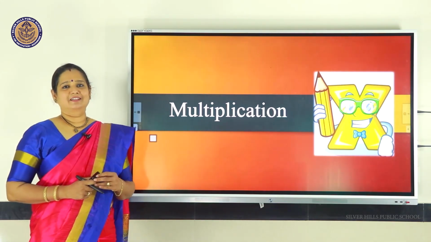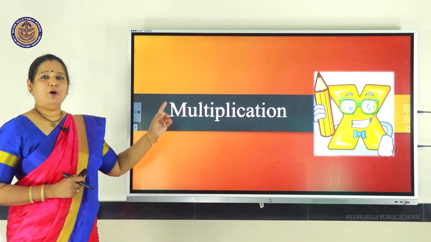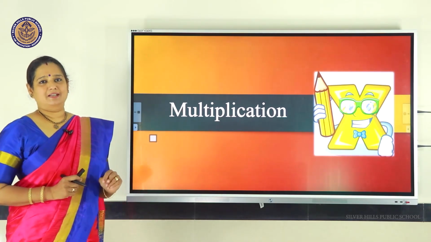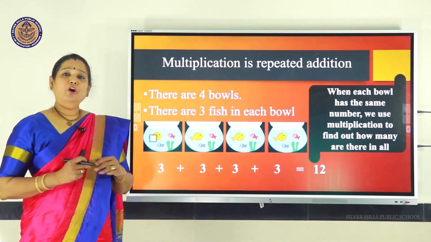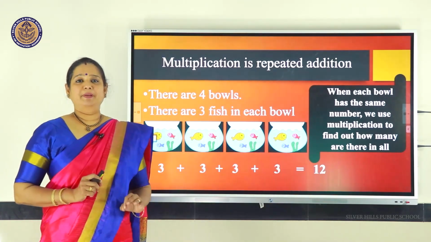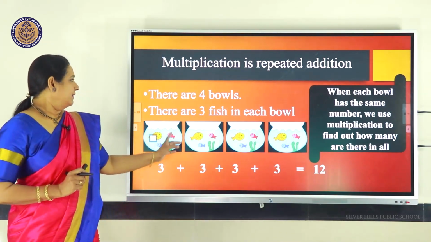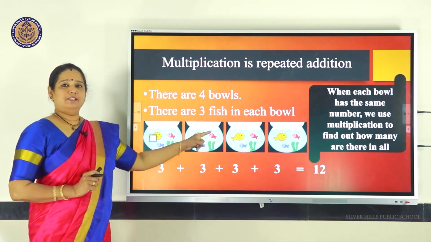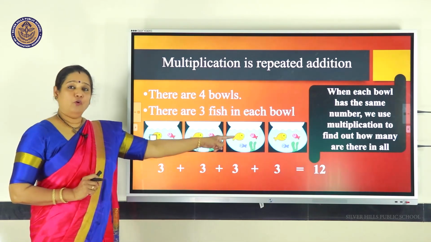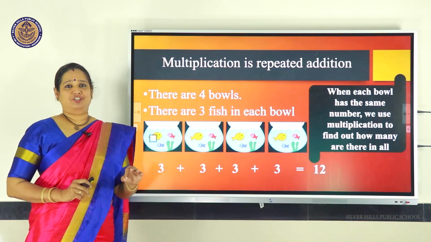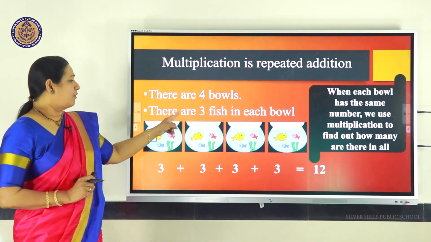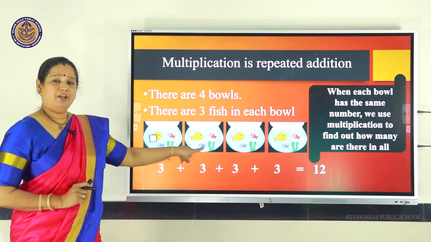Let's start today's class. Today's topic is multiplication. We all know that multiplication is repeated addition. There are 4 bowls. Here you can see 4 bowls. In each bowl there are 3 fish. So how many are there in all?